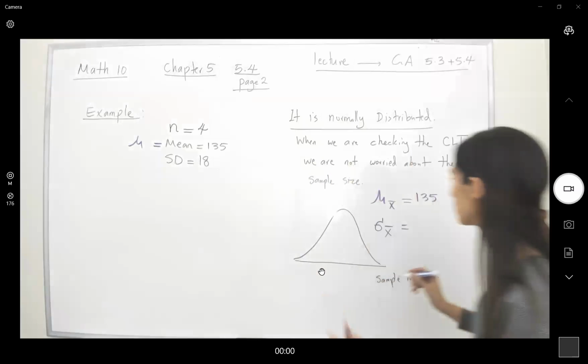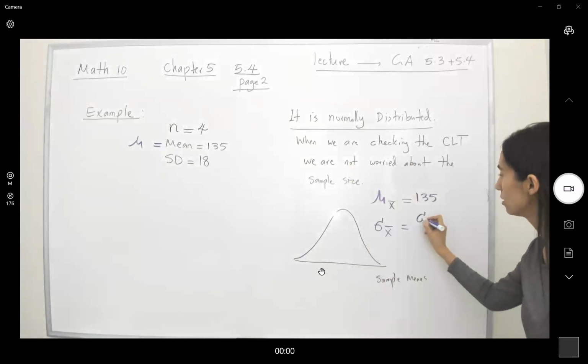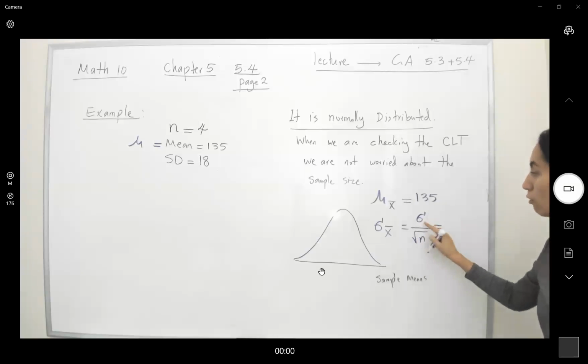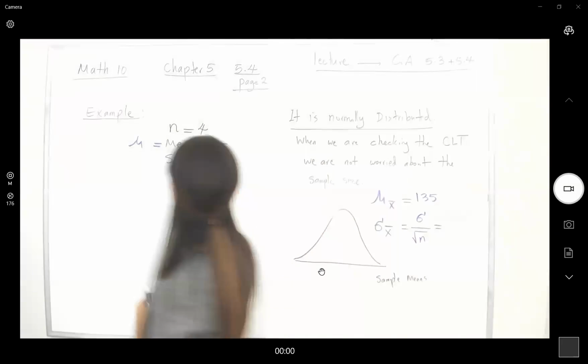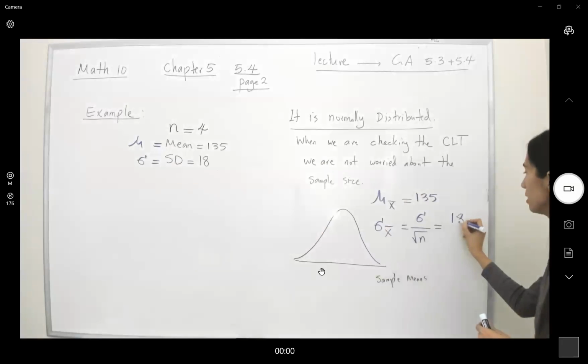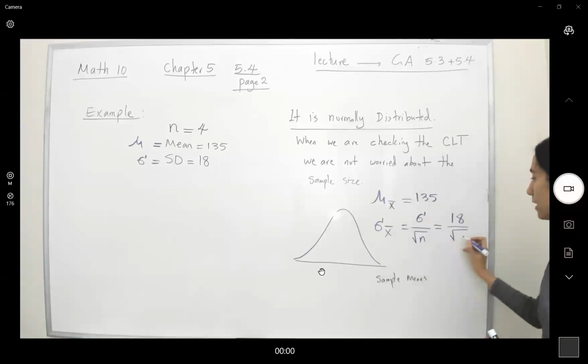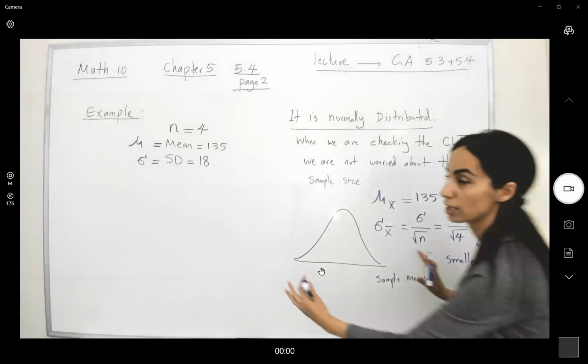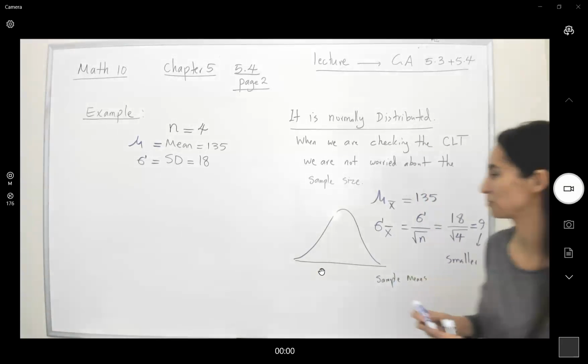Excellent. So remember the formula. You have sigma divided by square root of n. Your sigma, or standard deviation of your population, is 18, divided by square root of n, which is 4. You get 18 divided by 2, or 9. This is a smaller number. It means that you get less variability.